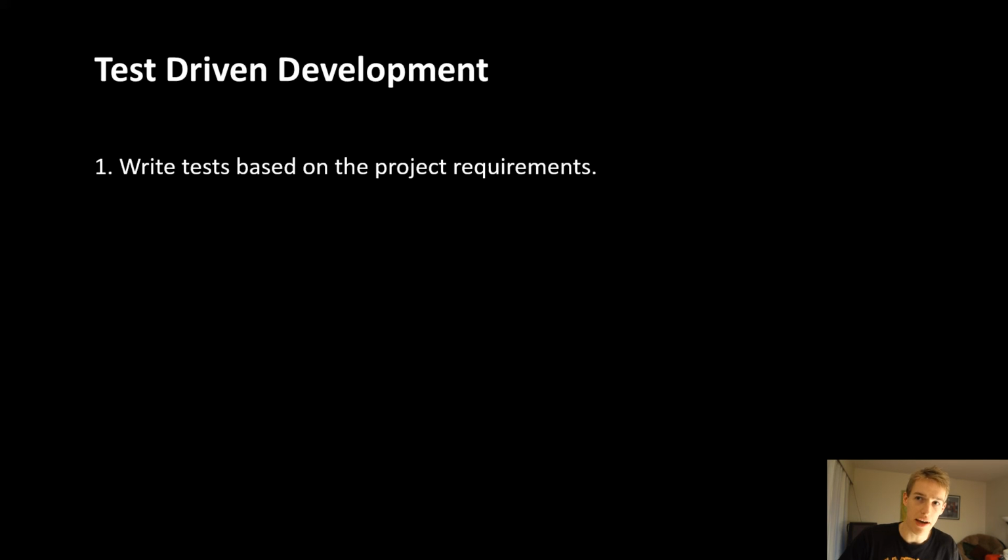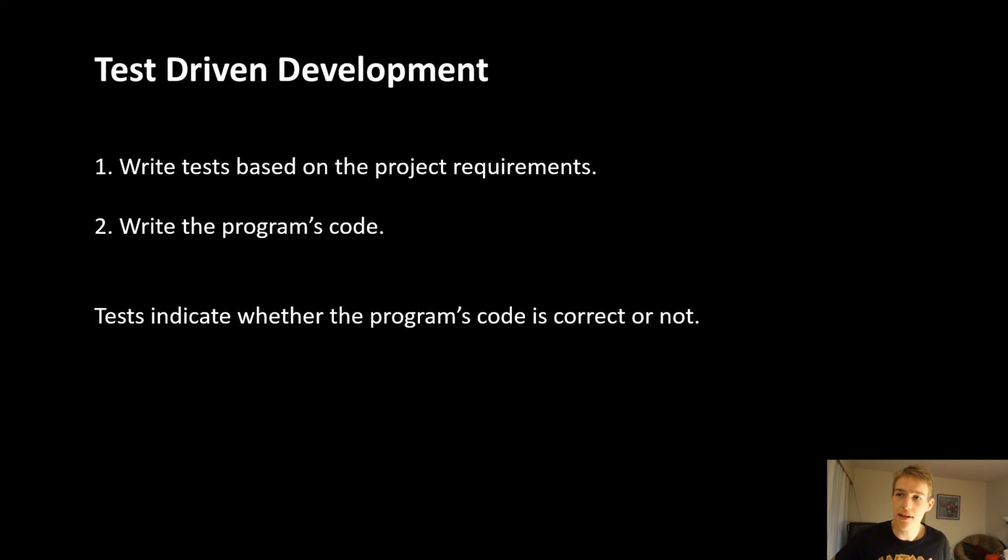Today, we'll talk about test-driven development and we'll write our first tests. In brief, TDD splits the code development into two stages. The first one, you write tests based on the project requirements. And then, you write the program's code. The tests indicate whether the program's code is correct or not.